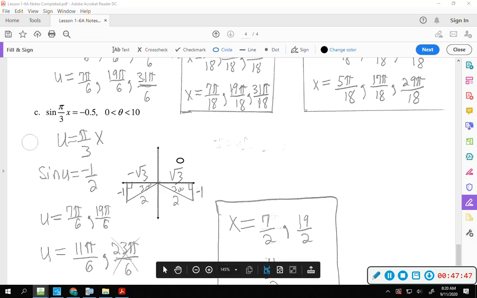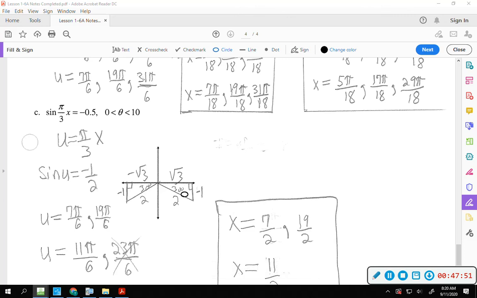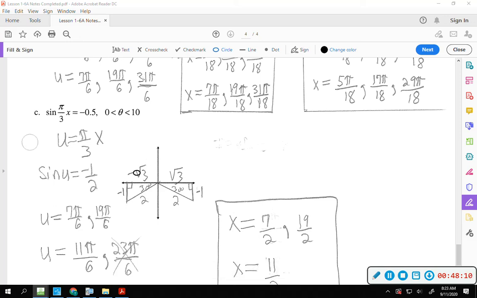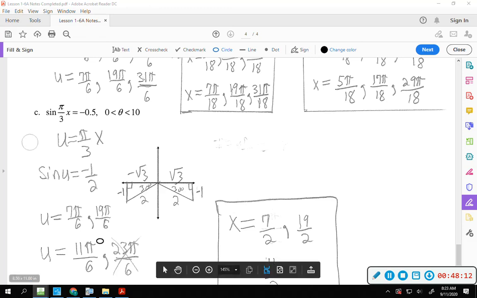So this is 210 degrees or 7 pi over 6. This is 360 degrees minus 30 degrees, 330 degrees, or 19 pi over 6. Okay? Okay, let me say that again. So I have 7 pi over 6, but this angle here is 330 degrees, which is the same as 11 30-degree angles, or 11 pi over 6.